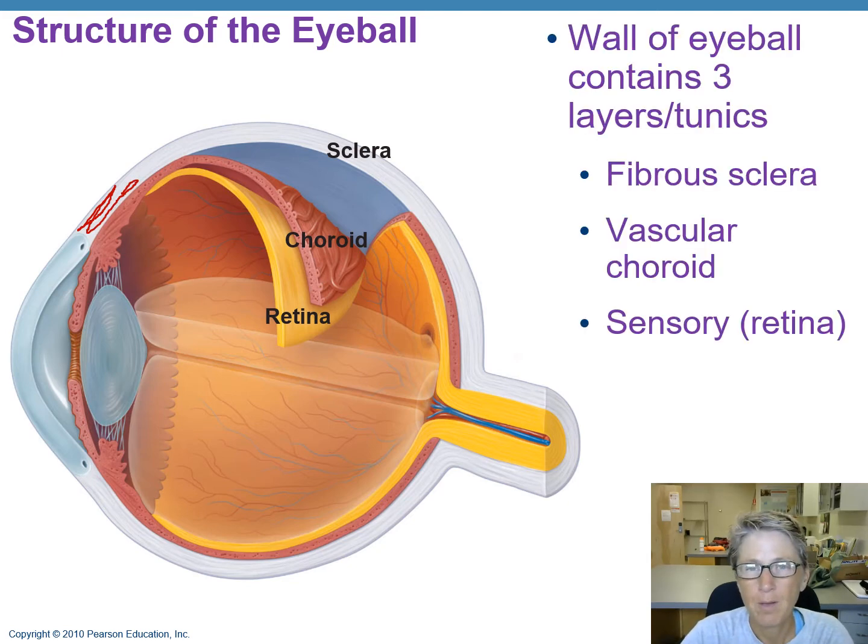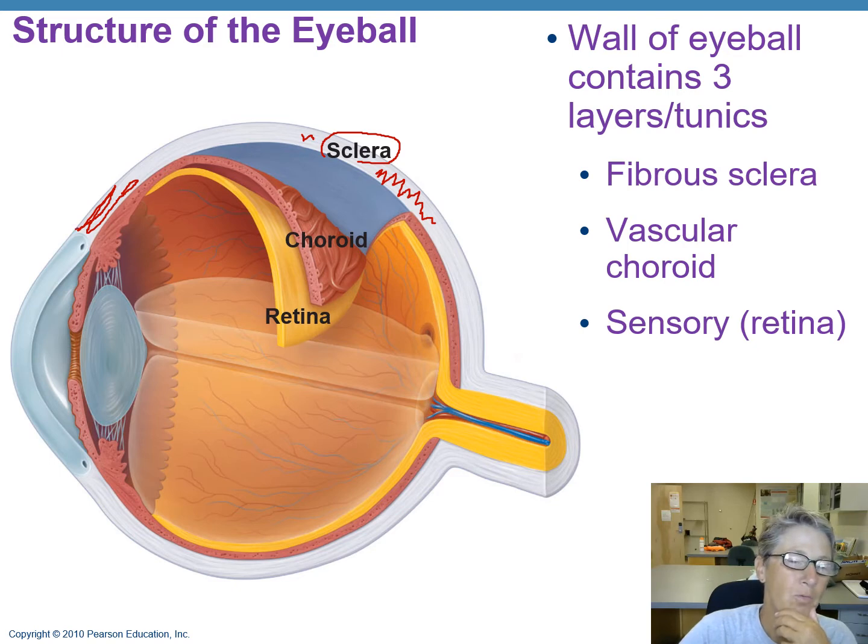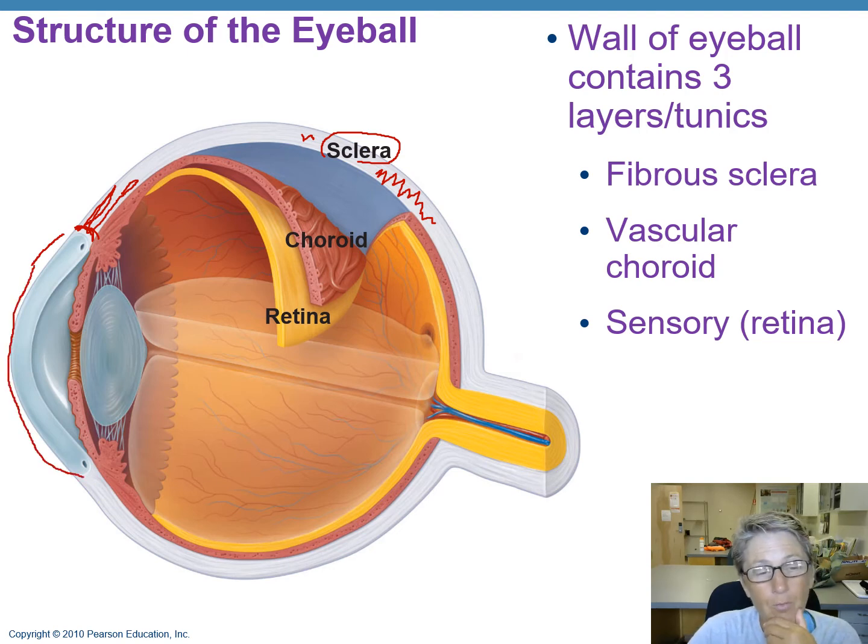So structure of the eyeball. The wall of the eyeball contains 3 layers. Sometimes they call them tunics. There's this fibrous sclera. So all this white in the cartoon, this is all fibrous sclera. And then remember right here, the fibrous sclera ends, and then the cornea begins. And then the cornea will run from here to here. So where the cornea begins and ends, that's all fibrous sclera.